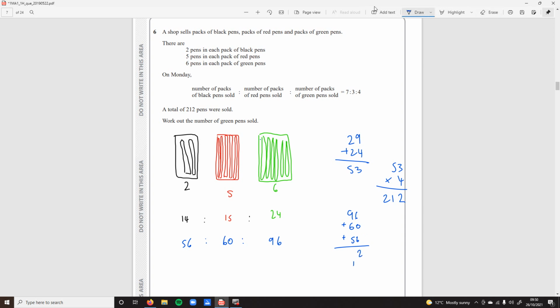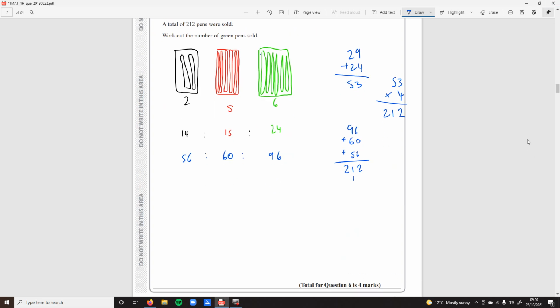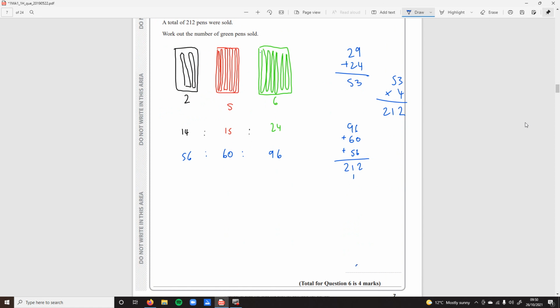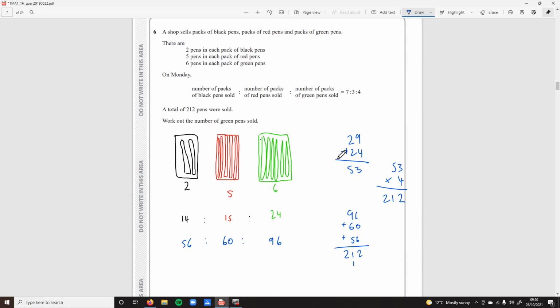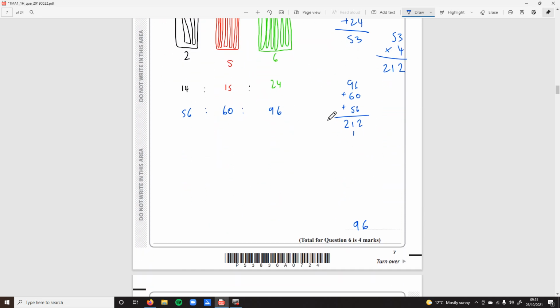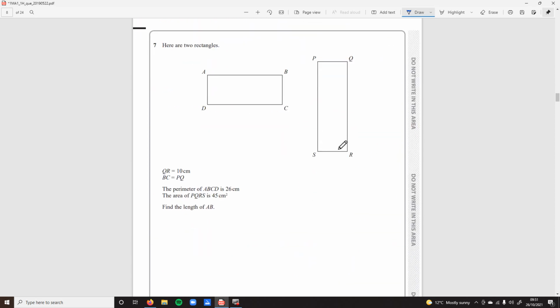So 12, 10, so like 1, 6, 12, 21. Okay, good. 96 green pens were sold. That's tricky, that one. Maybe it's not. I think maybe I just overthought it. Who knows? Oh well, we went through that together.